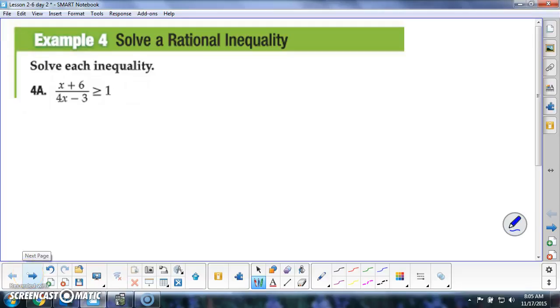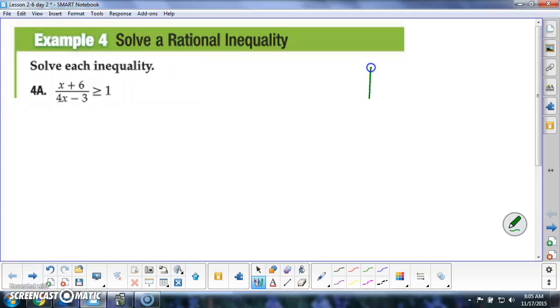Part 2 of Lesson 6, Chapter 2 is on solving rational inequalities. So you're going to be given a problem like this. It says solve each inequality. And what you're going to do is draw a sketch first of this rational function.